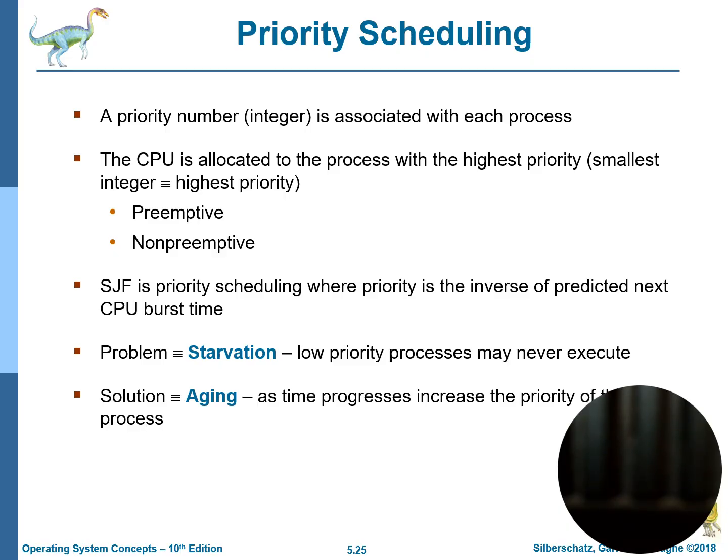Then we talk of priority scheduling, where each process is given a priority number to decide which process to execute at each and every point in time. So a priority is an integer number associated with each process. The CPU is allocated the process with the highest priority at any point in time. So priority scheduling can also be preemptive or non-preemptive.